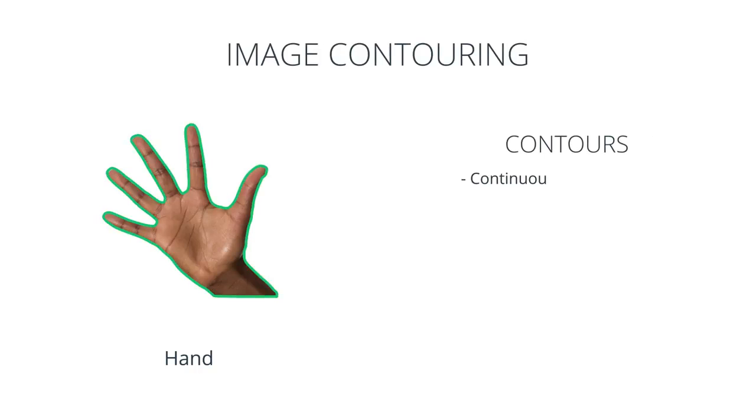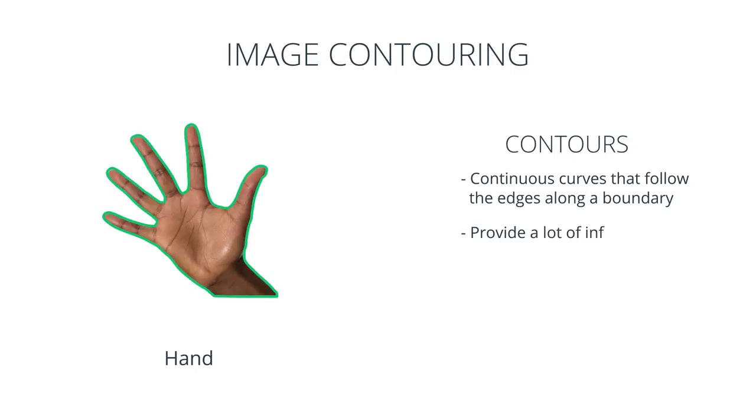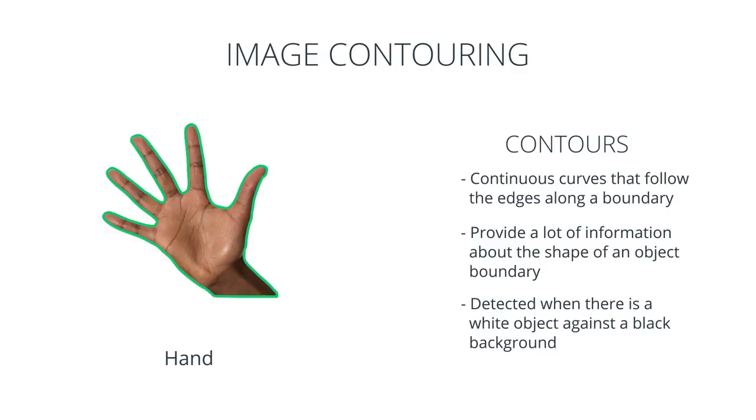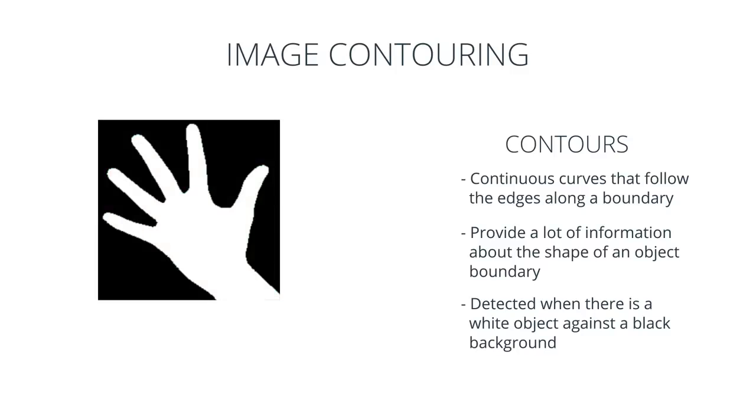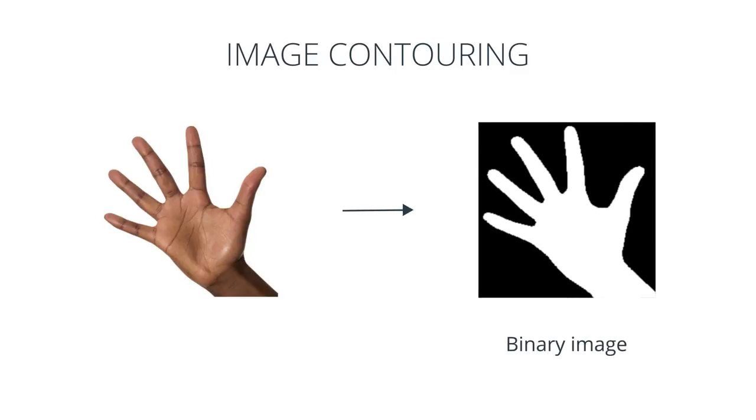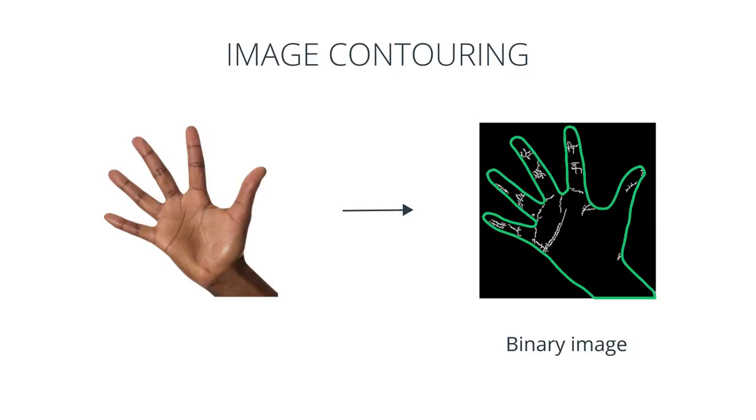Image contours are continuous curves that follow the edges along a perceived boundary. So contours can be used for image segmentation, and they can also provide a lot of information about the shape of an object boundary. In OpenCV, contours are best detected when there's a white object against a black background. So, before we can identify contours in an image, we'll first need to create a binary thresholded image that has black and white pixels that distinguish different objects in an image. We'll then use the edges of these objects to form contours. This binary image is often produced by a simple threshold, as shown here, or by a canny edge detector.